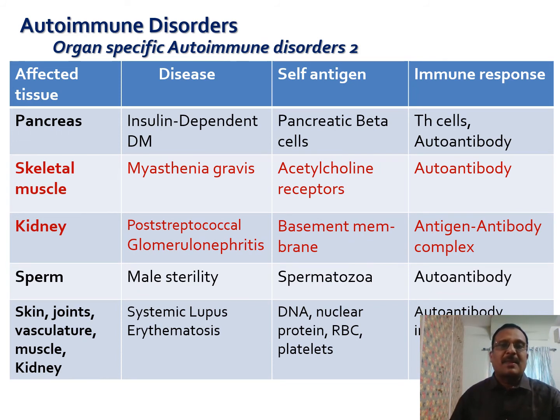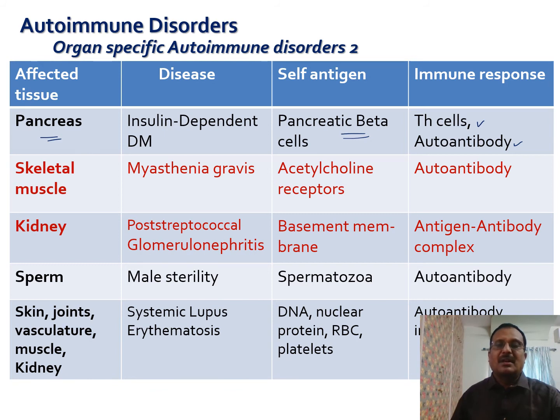Next one is the pancreas related autoimmune disorder. This is known as insulin dependent diabetes mellitus, where autoantibodies are produced against pancreatic B cells. Here the T helper cells also play a major role, and autoantibodies also play a major role in producing the disease in the pancreas. Next one is myasthenia gravis.